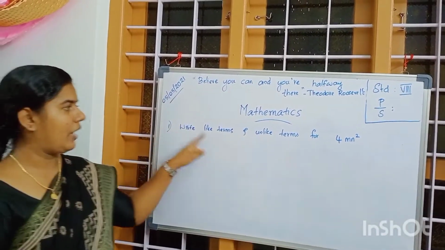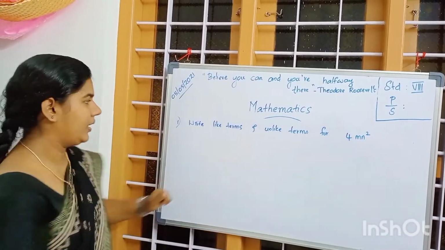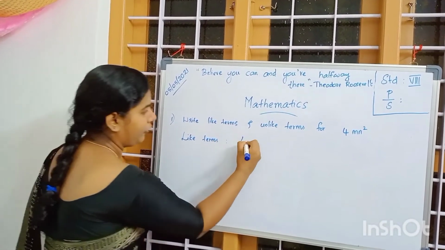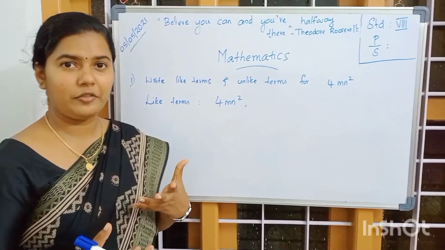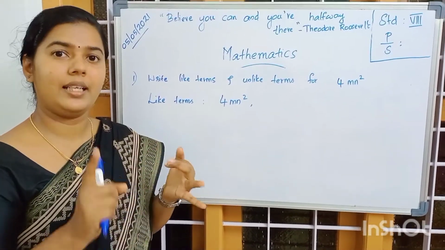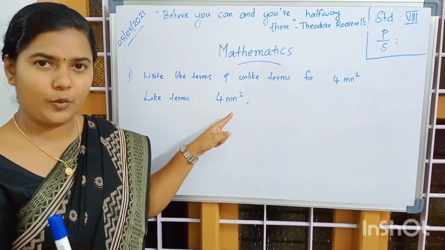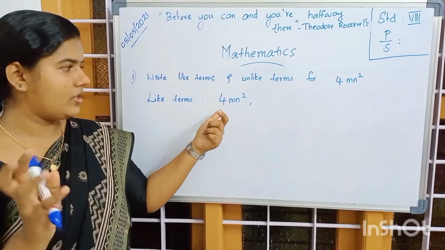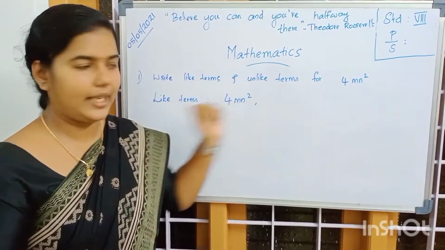The question is, you have to write like terms and unlike terms for 4mn square. Okay. Then tell me here, what are the like terms corresponding to 4mn squared? Do you remember the condition for the like terms? Yes. The variables must be same, and if there is power, that must also be same. So if you need a like term for 4mn square, what will be the difference? Yes, the change is only for the coefficient. So you can write any number instead of 4, you will get a like term.